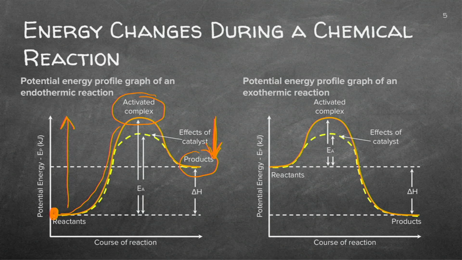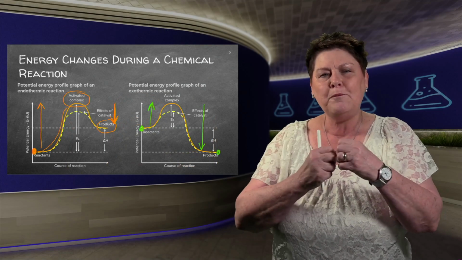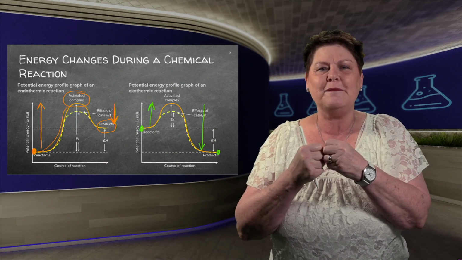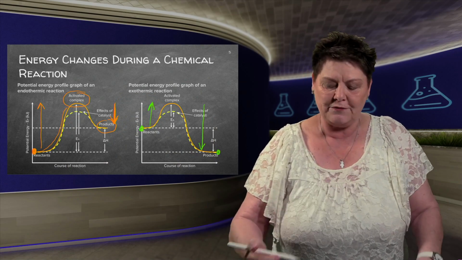On the other graph, you'll see I'm starting there and the product is down here. So now you can see the energy that went in is there and the energy that went out is there. This will then be the energy pulling the molecules or atoms apart and pulling them together again. So that's the release of energy.